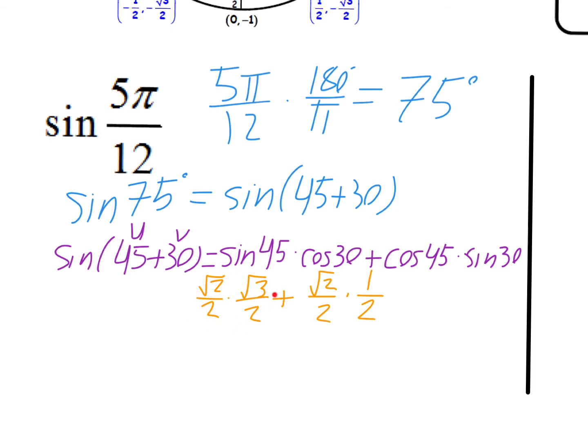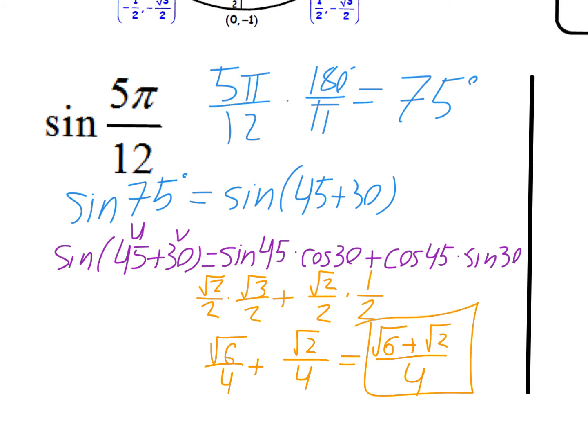Root 2 over 2 times root 3 over 2 is going to give us root 6 over 4. We're going to add that to root 2 over 4. Our fractions have the same denominator, so we can combine them. So that will be square root of 6 plus square root of 2 over 4. We will leave it as that as our exact value. No need to plug into the calculator. This is as precise as we want to solve our problem.